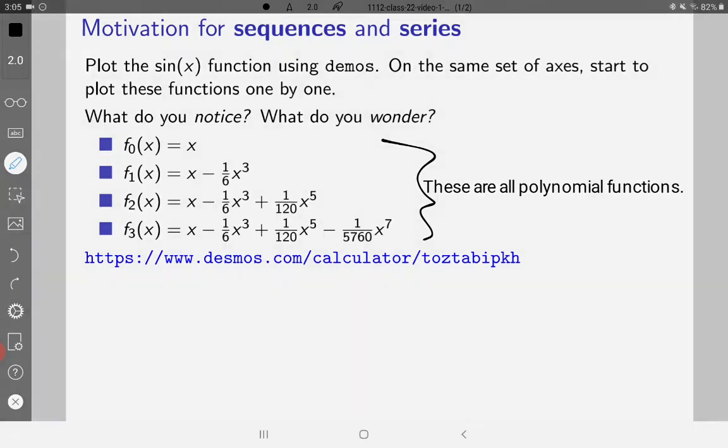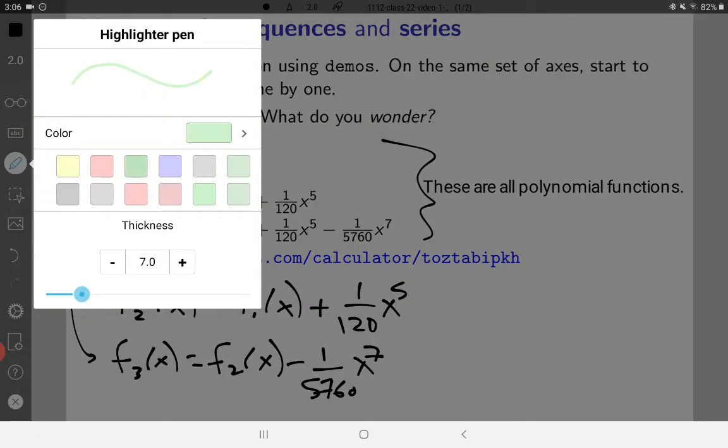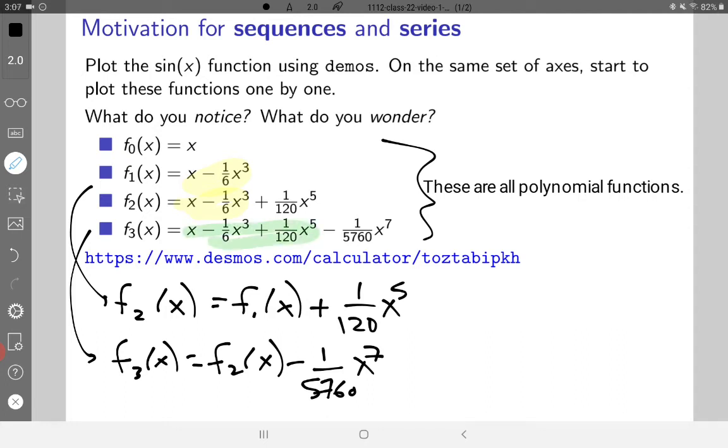You may also notice that they're all tied together. For example, in function f sub 2 down here, notice that the first two terms are exactly the same as what f1 itself was. So f sub 2 is the exact same thing as f sub 1 of x, plus that third term, the fifth power, 1 over 120 x to the fifth. And continuing that pattern, f sub 3 is the exact same as the f sub 2 function. These first three terms are the same as f2 itself, minus that last term, the 1 over 5,760 x to the 7th.